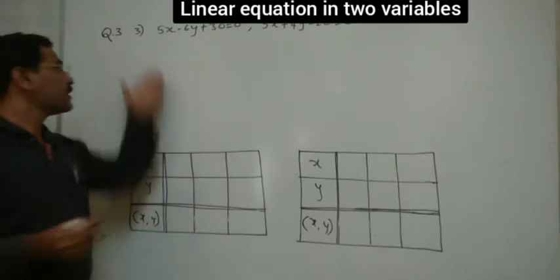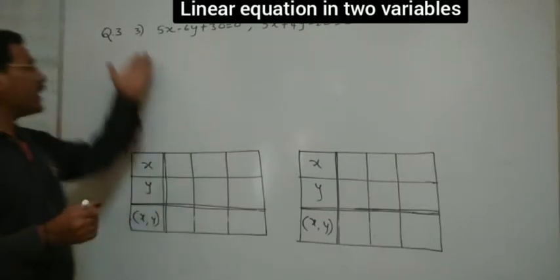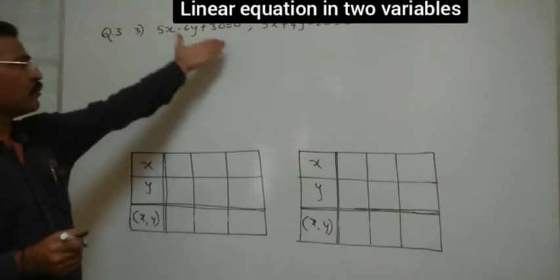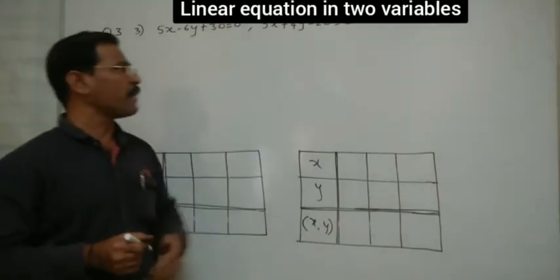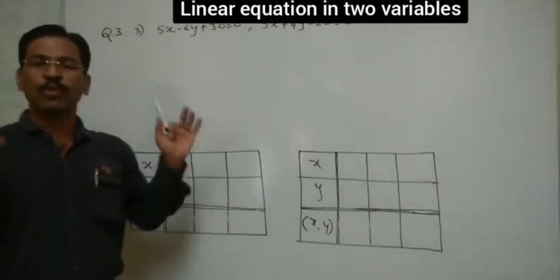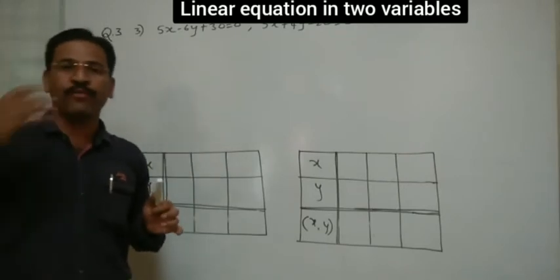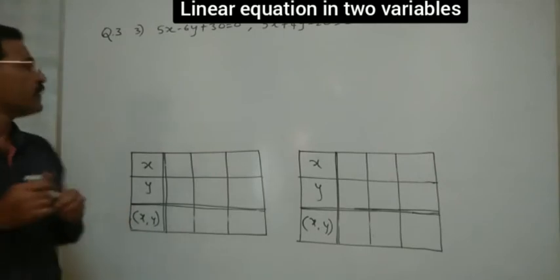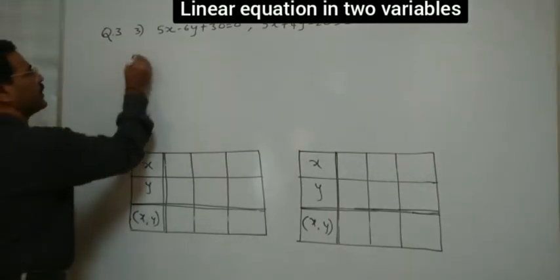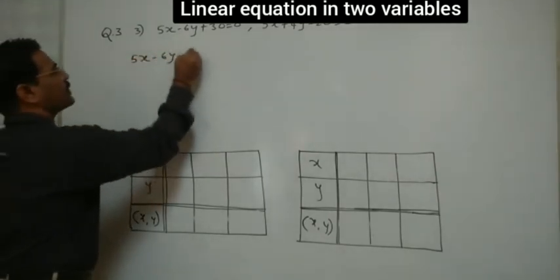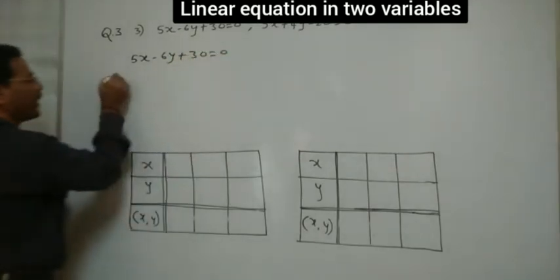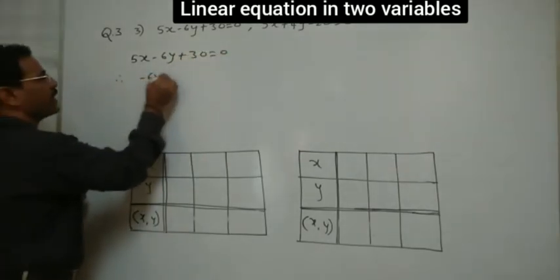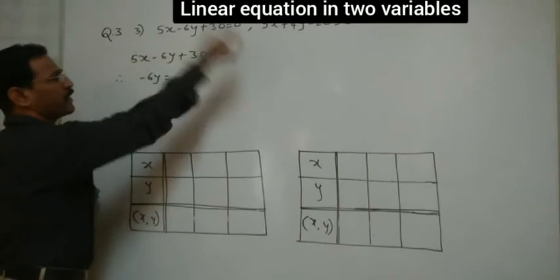Okay, let's take the third sum. What is that? 5x minus 6y plus 30 is equal to 0, and the other one 5x plus 4y minus 20 equal to 0. Both we have to write in either x or y form, and then fill these 2 boxes to draw the graph. So I'll take the first one. That is 5x minus 6y plus 30 equal to 0. Minus 6y is equal to minus 5x minus 30, both going to that side.